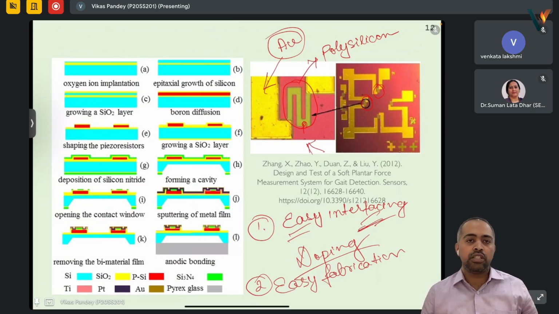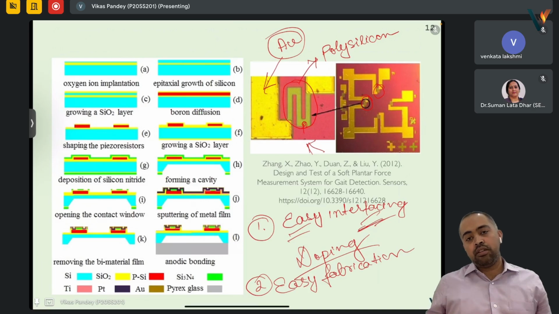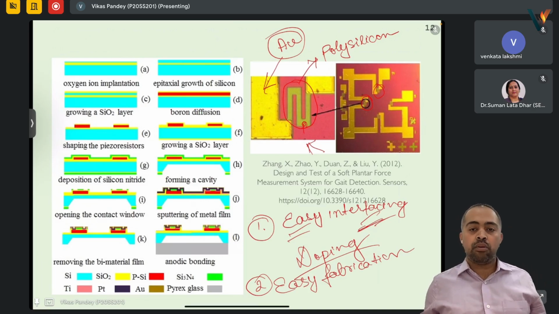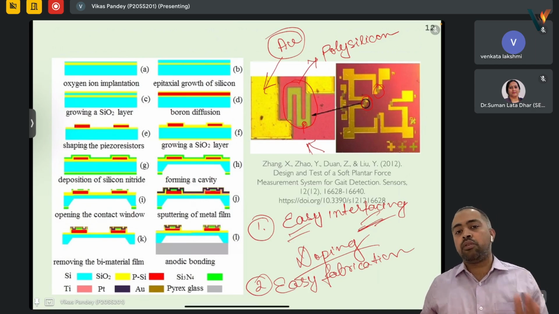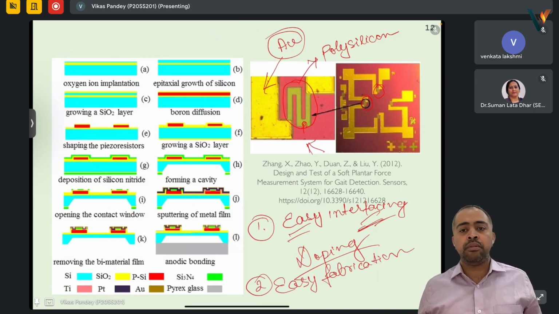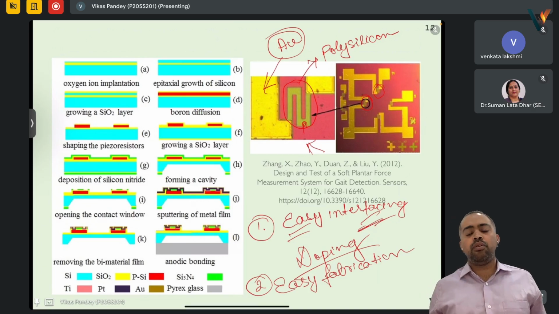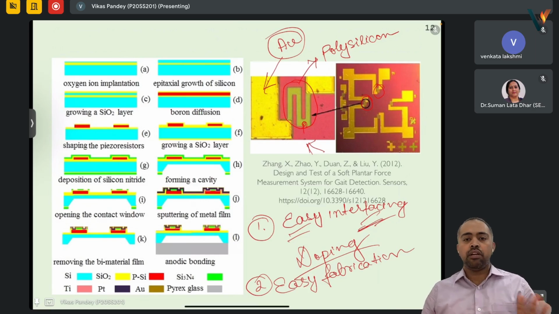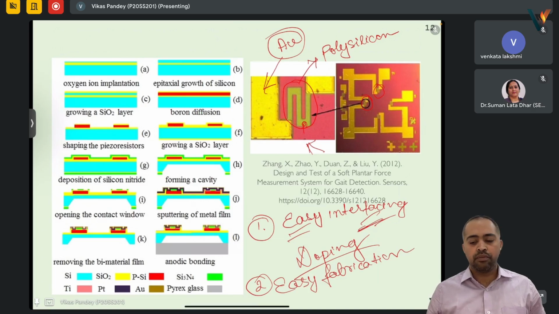Like if we see capacitive and piezoelectric sensors, the interfacing is complex compared to when we are going for a piezoresistive sensor. Such things we have to keep in mind when we are designing sensors, whether it is a pressure sensor, gas sensor, humidity sensor, or accelerometer, whatever you are designing. So, any questions still here? Then we'll move to accelerometer.